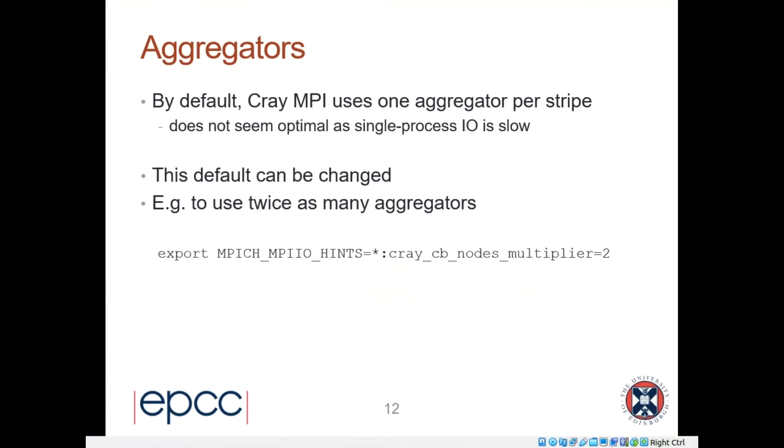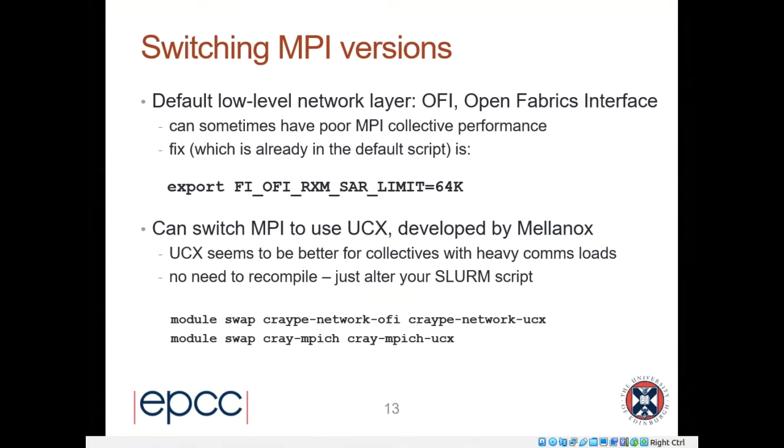Why was that happening? Well, there's another thing going on, which is that the default low-level network layer uses something called OFI, Open Fabrics Interface, and this can sometimes have poor MPI collective performance. So the aggregators are using normal MPI collective routines, gathers for example, to bring all the data together, and then they're writing it out. That gather can take some time, and for some reason, which we don't quite understand, the default implementation of MPI on ARCHER2 can have poor MPI collective performance. Now, I'd seen there was a magic variable in the script, export FI_CXI_RX_MATCH_MODE or the RXM SAR limit equals 64K, which alleviates this to some extent.